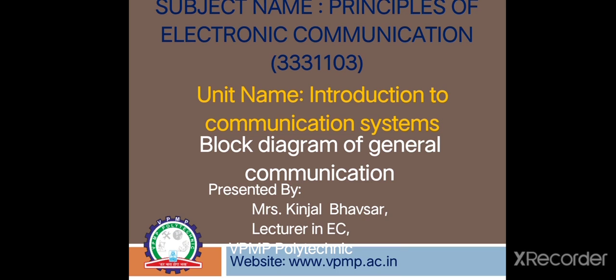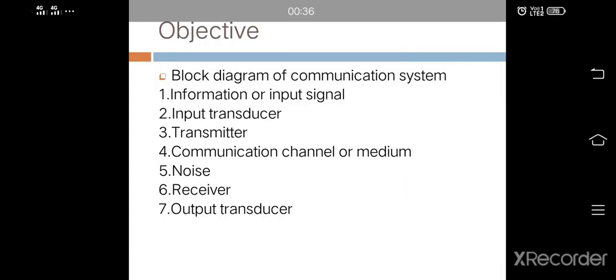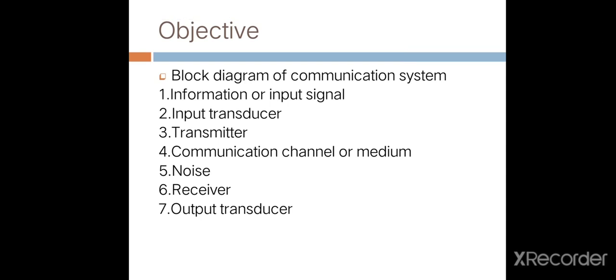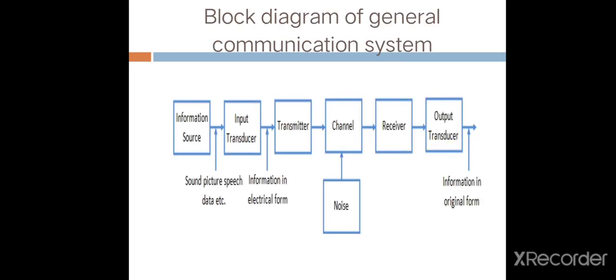Subject name: Principles of Electronics Communication. Unit name: Introduction to Communication System. Topic name: Block Diagram of General Communication System. The objectives of this are: first, the block diagram of communication system. Then, in this, a detailed explanation about information or input signal, then input transducer, transmitter, communication channel or medium, noise, receiver, and at last output transducer. This is the block diagram of a general communication system.